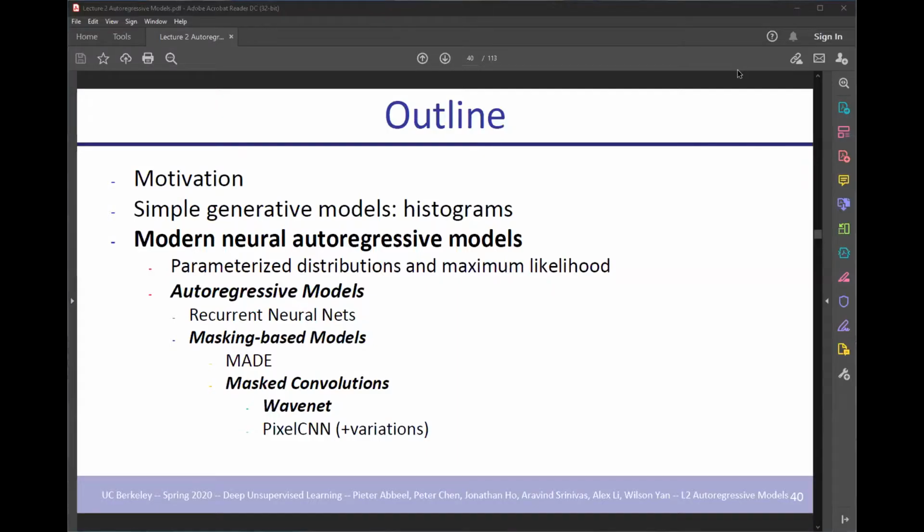slides that he uses. Let me know when you can see that. Yes. Okay, so the next thing after MADE that he gets into are these masked convolutions, which are either 1D or 2D. The 1D convolutions would be the example of WaveNet.